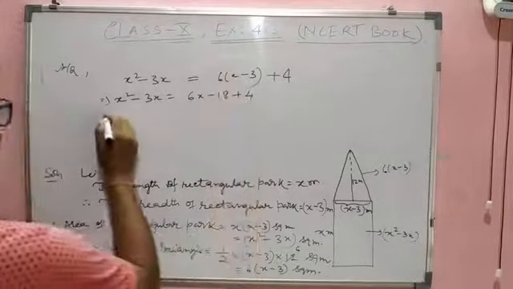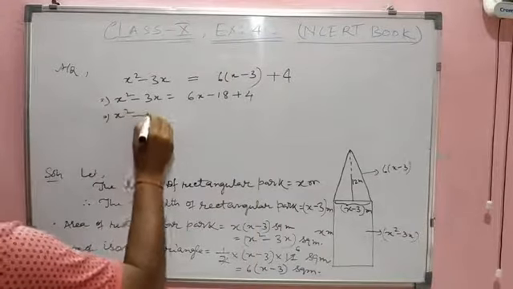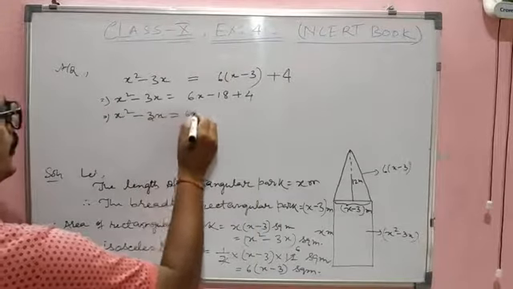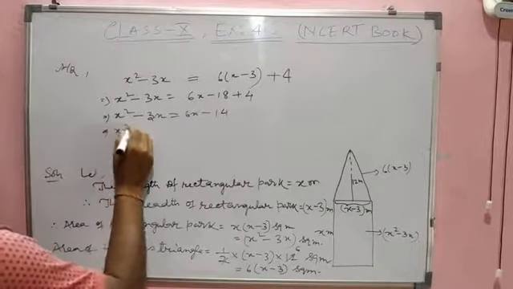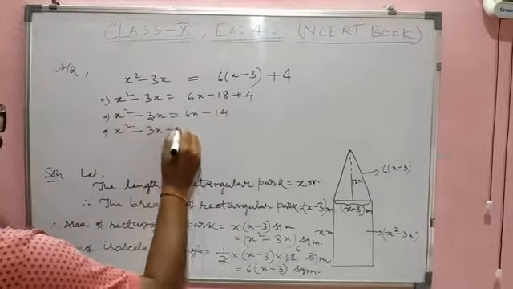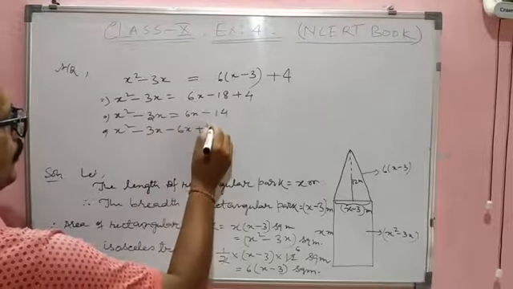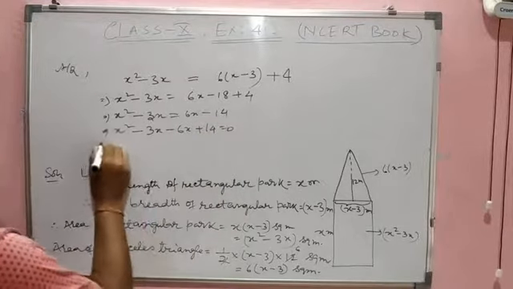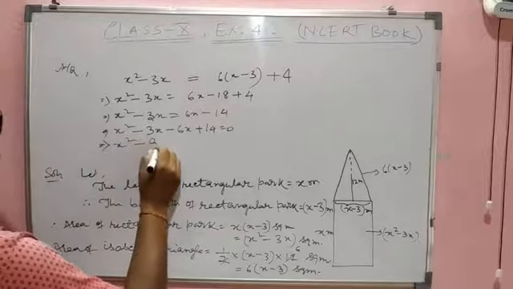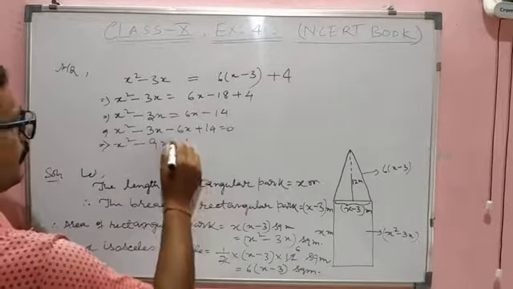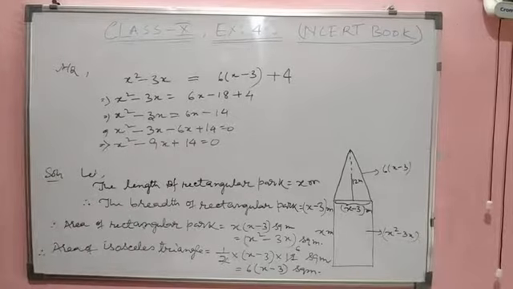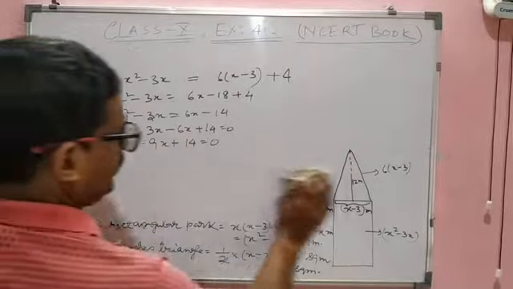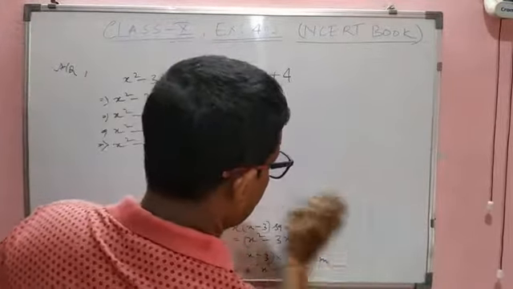6x minus 18 plus 4. So it will be x square minus 3x, 6x, minus 14. So x square minus 3x minus 6x plus 14 equals 0. This implies that x square minus 9x plus 14 equals 0. Now let us solve this one. We can solve by using the factorization method.